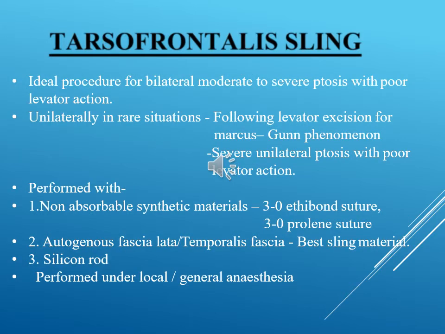Next, we will move on to the frontalis sling surgery, also known as the tarsofrontalis sling procedure. Now this surgery is the ideal procedure for bilateral moderate to severe ptosis, and the main criteria is that it is done only when the levator function is very poor. Now this surgery can also be performed unilaterally in very rare situations.